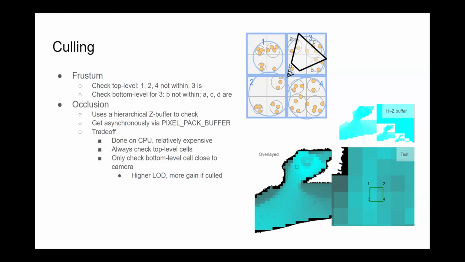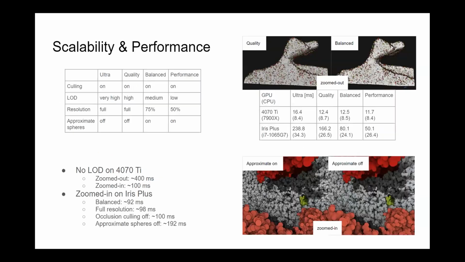But still, doing this depth check is expensive, so we only check the bottom level cells when they are close to the camera. And that's also when culling them gives the most performance gains. And so let's look at some performance and generally scalability. So one aim was to allow exploration of whole cell models on laptops.